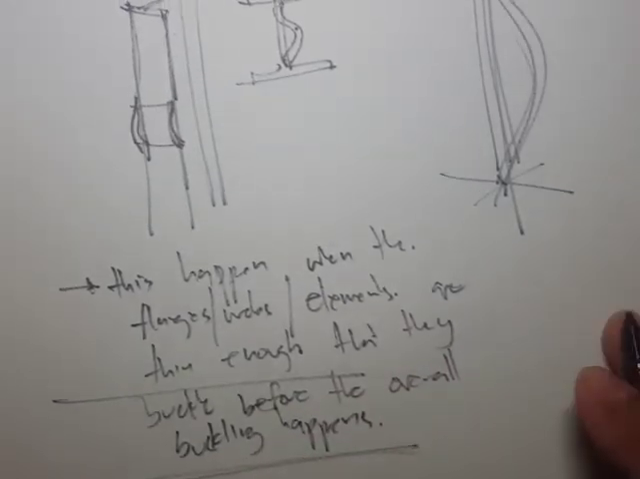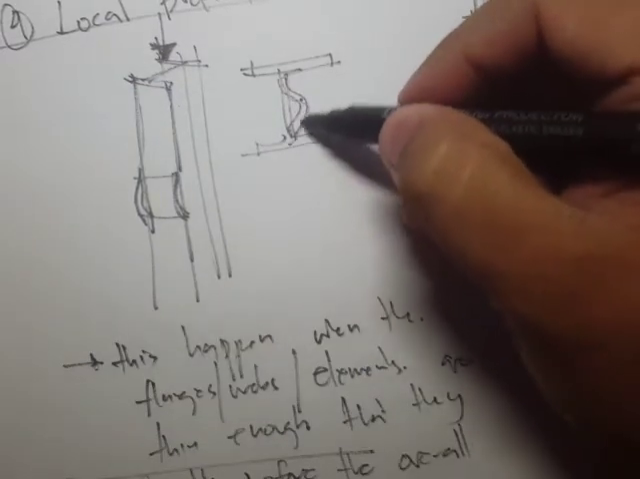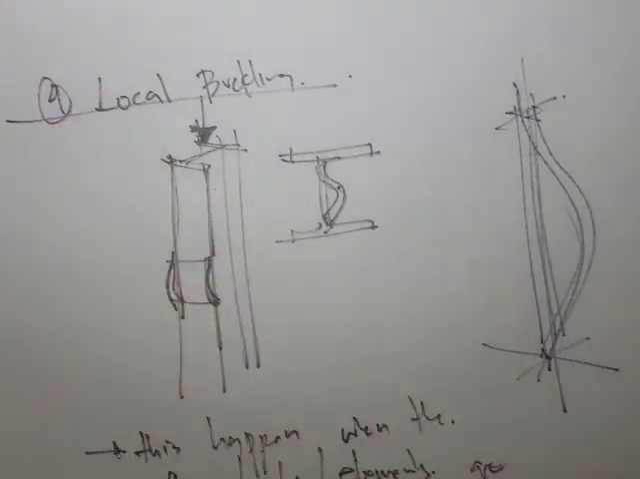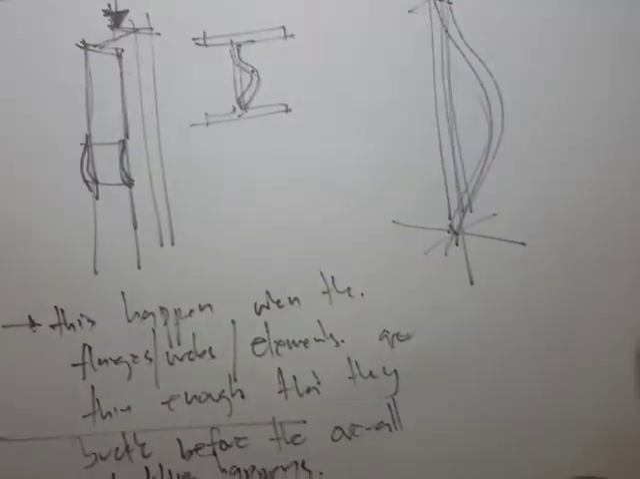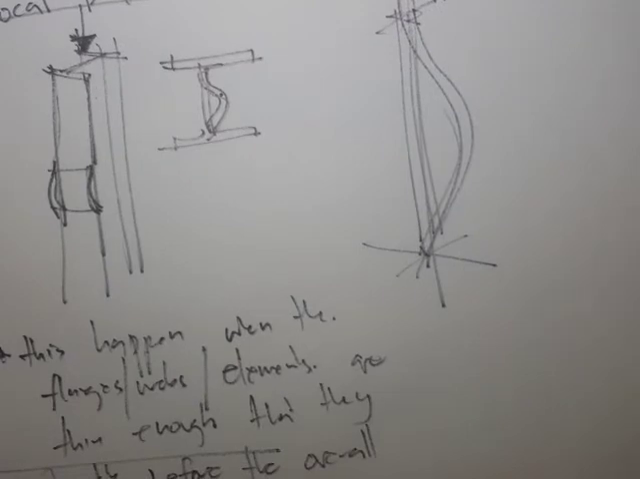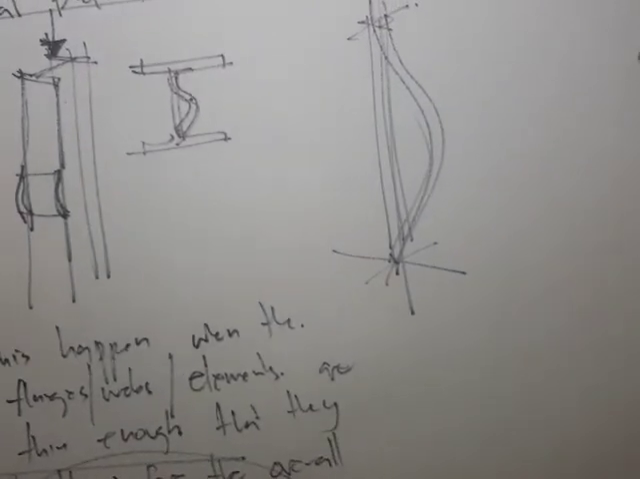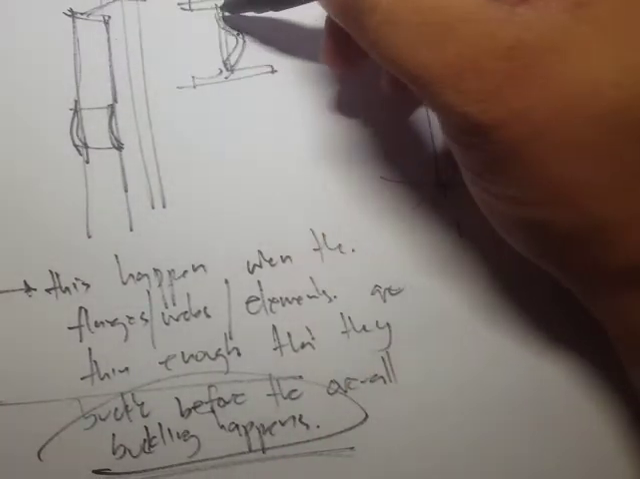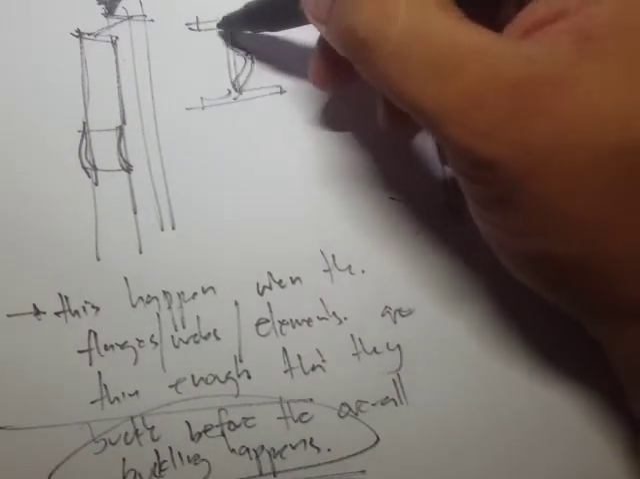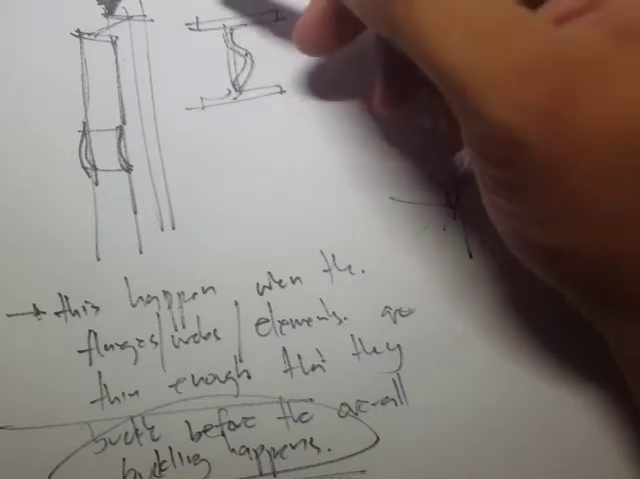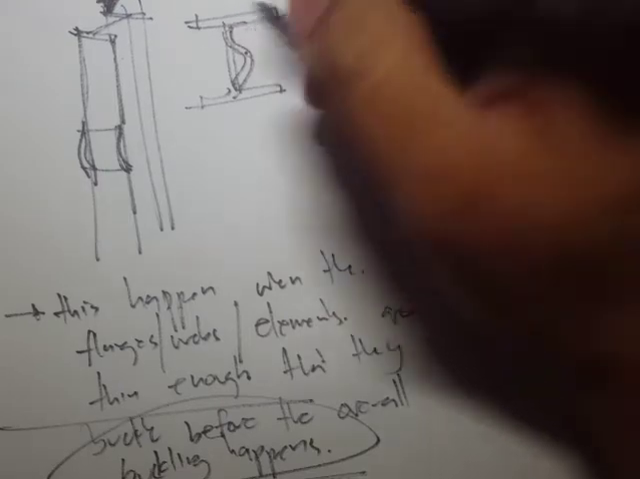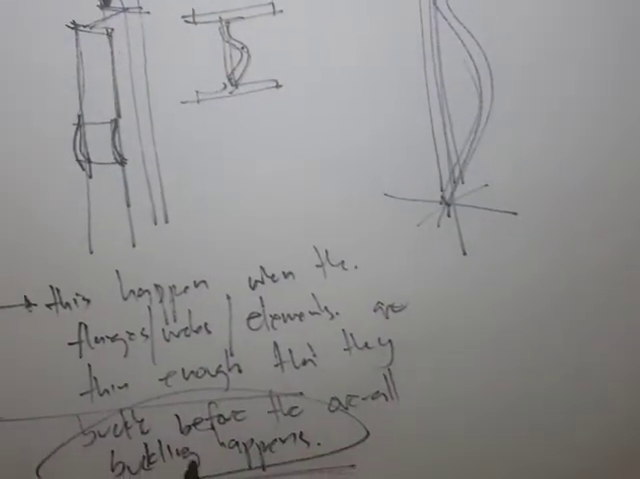Okay, so meaning if these elements are slender, then it is possible that they buckle before the overall buckling can happen, right? So meaning that there's actually a factor of the slenderness of these elements that also comes into play in determining this local buckling, or let's say the strength of the compression members. Okay, so we have to check this local buckling as well.